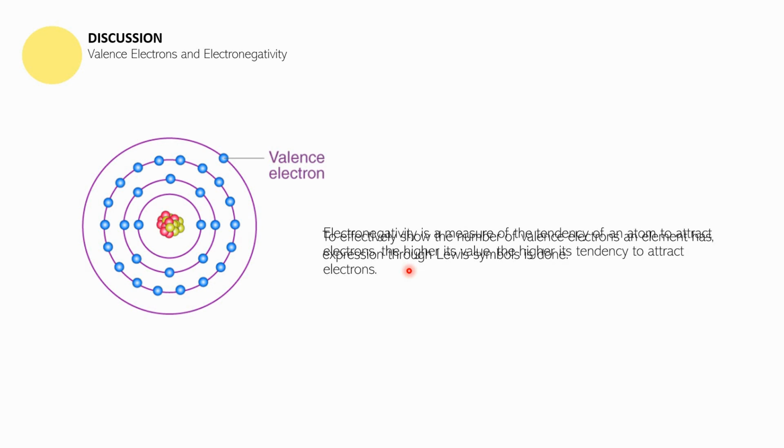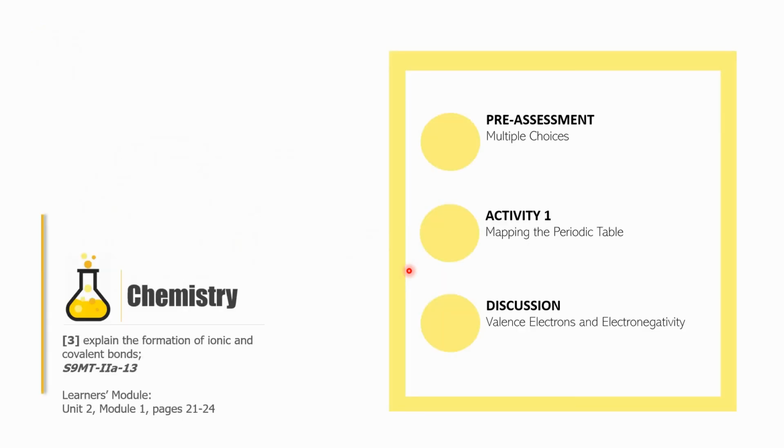Okay, so electronegativity is a measure of the tendency of an atom to attract electrons. The higher its value, the higher its tendency to attract electrons. So that is electronegativity. The tendency ng atom na mag-acquire, mag-attract ng mga electrons. Okay, kapag mataas yung electronegativity, mas mataas yung tendency na makapag-attract siya ng electrons, and vice versa. And so we're done with the discussion on valence electrons and electronegativity.